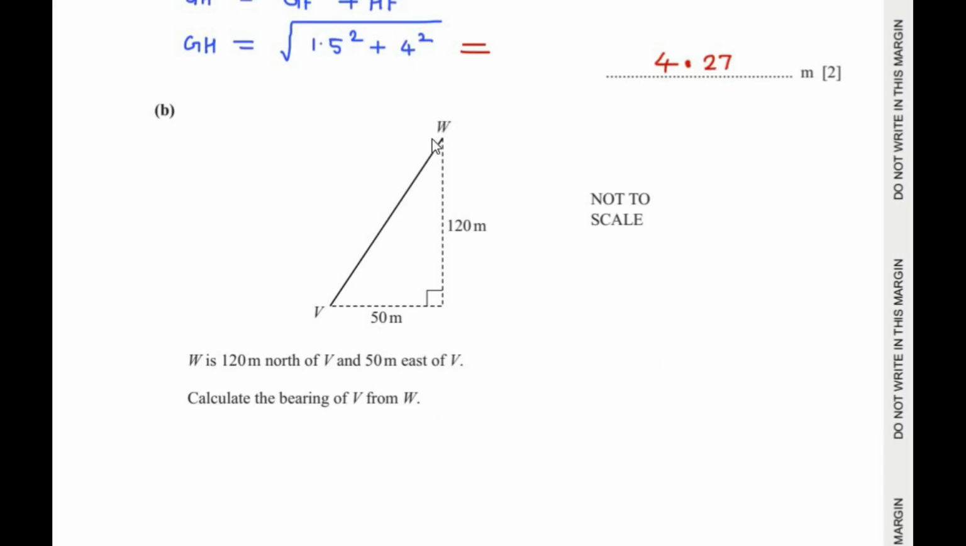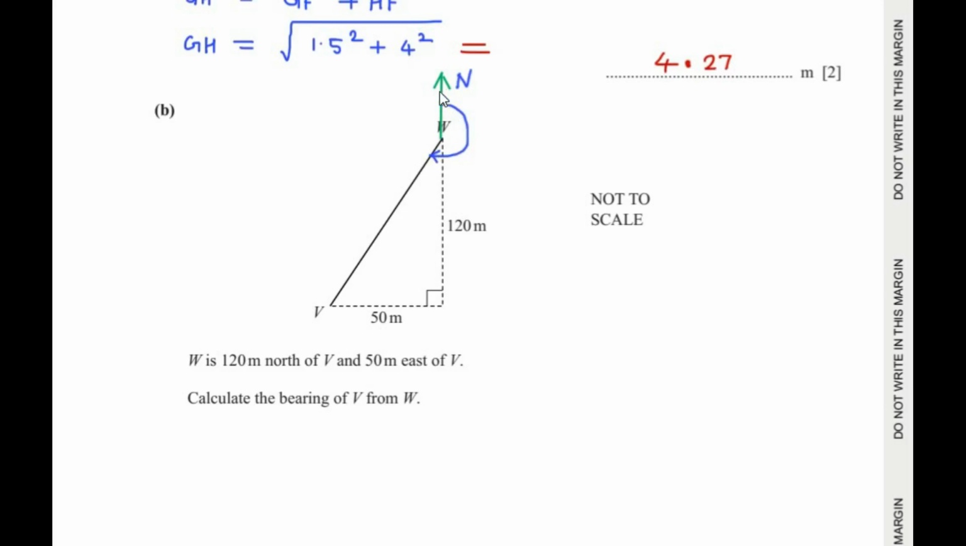So for this we are going to draw a north line at point W. So this is our north line. Now if we stand at point W, we have to find out what angle we need to rotate in a clockwise direction till we reach the line that touches V. So we have to go all the way along from the north point of W till we reach V. So this is the angle we need to find out.